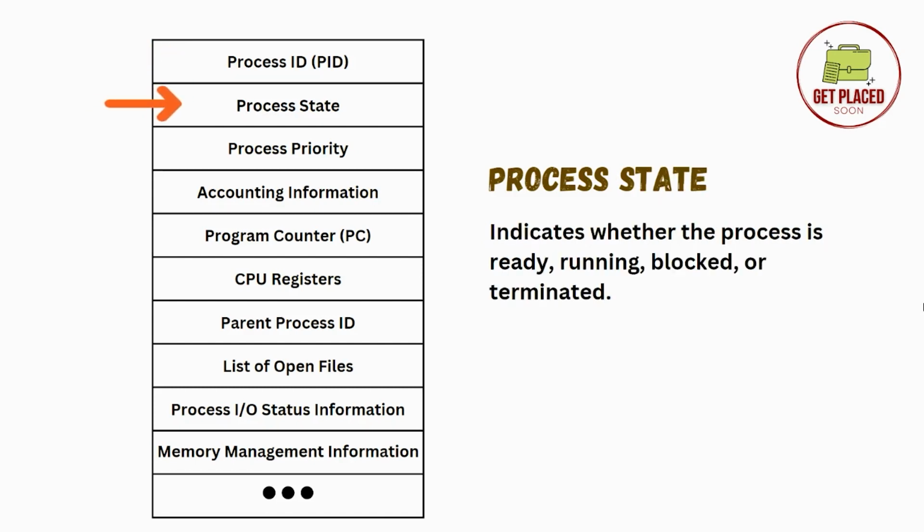The next we have process state. Process state indicates whether the process is ready, running, blocked, or terminated. These states are nothing but the life cycle of the process. So if you haven't watched my previous video, you must watch that to understand what is ready, what is running, what is blocked and terminated. So these are the stages the process goes through.